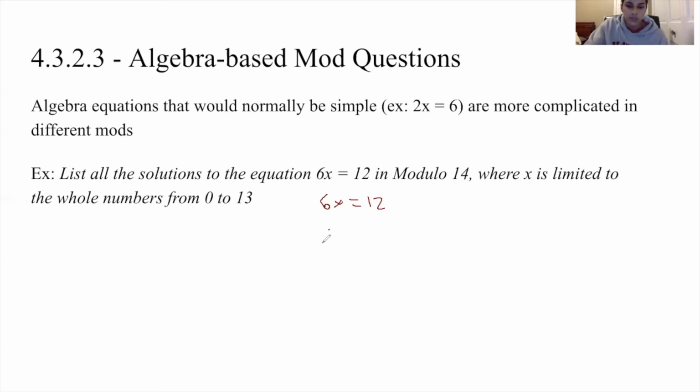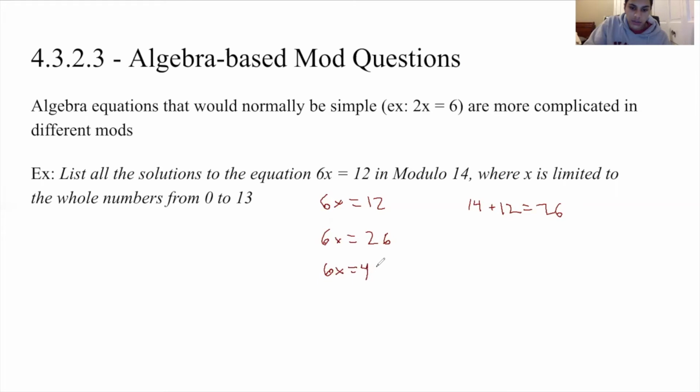But we could also say 6x can also simplify to 26, because 26 simplified in mod 14 is going to equal 12, because 14 plus 12 is 26. And then on top of that, we could say 6x could also simplify to 40.